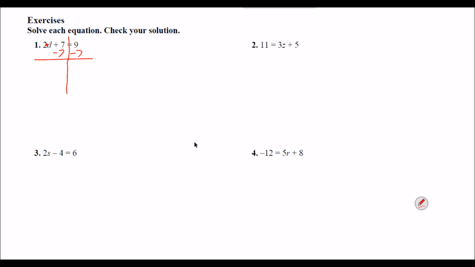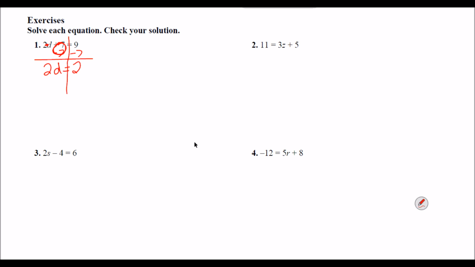All right, this next thing is called zeroing out. So what happened was the positive 7 and the subtract 7 become 0 on the left side of the equation, and that's why it goes away. The 2 times d drops down. The equal sign drops down, and then we answer. 9 minus 7 is 2.